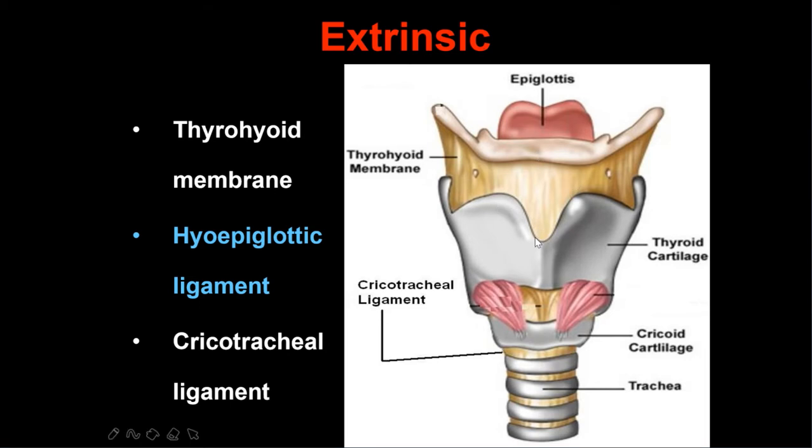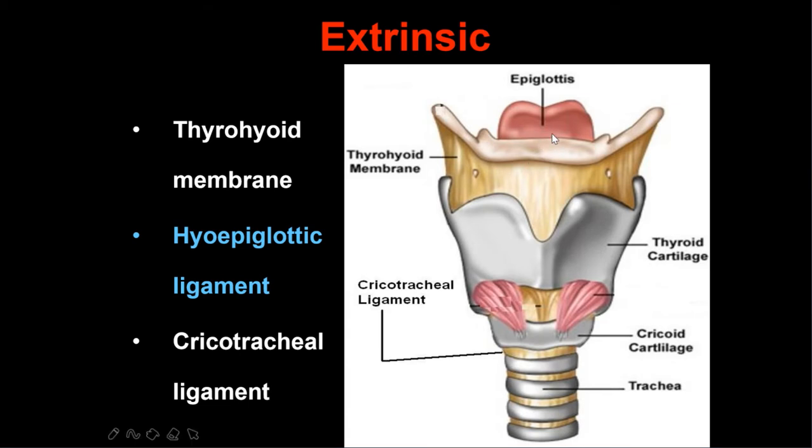Thyrohyoid membrane. This membrane connects the thyroid cartilage to the hyoid bone. This is the thyrohyoid membrane. There is an entry for the superior laryngeal vessels and the superior laryngeal nerves. And a ligament is nothing but a thickened part of the membrane. We call it a ligament.